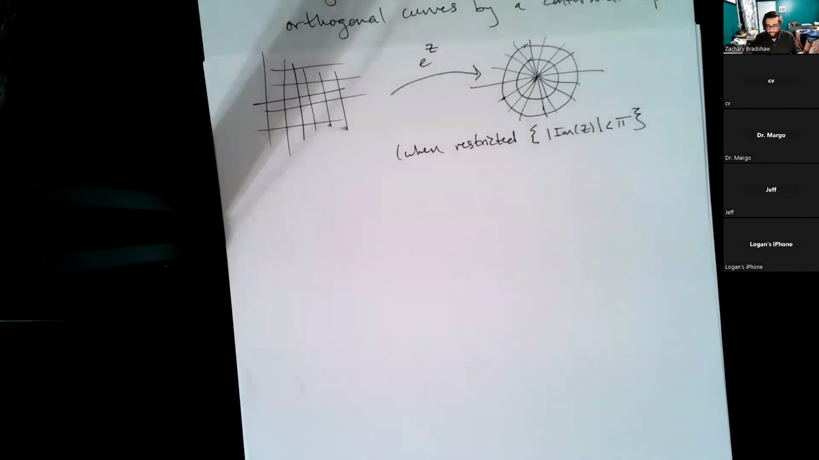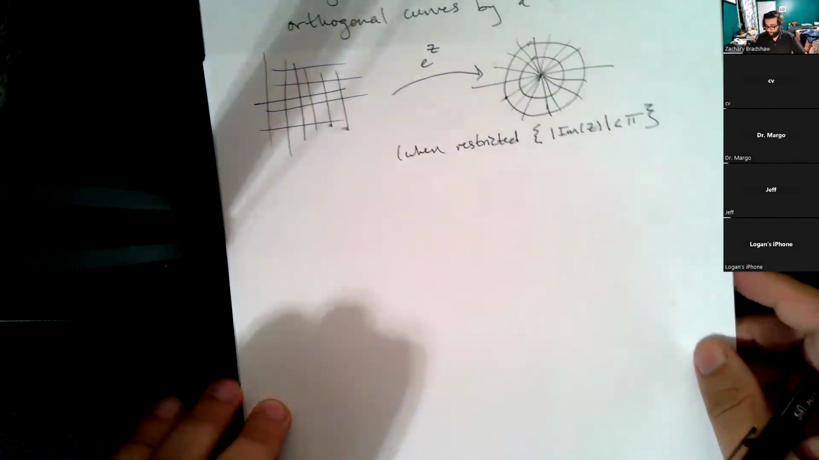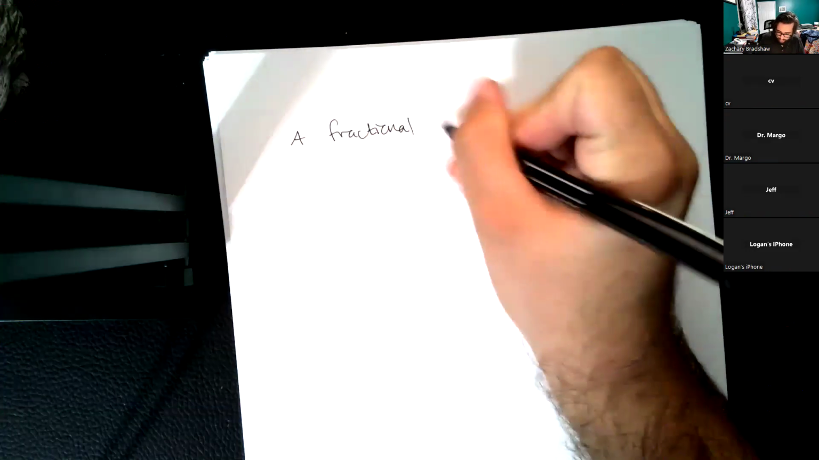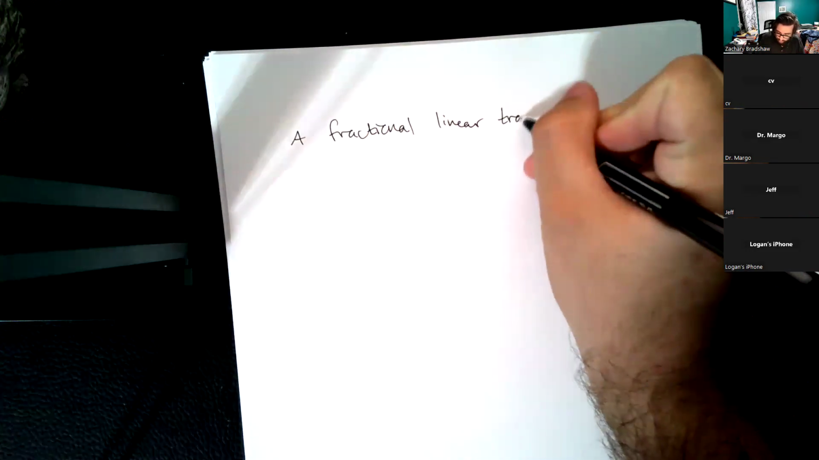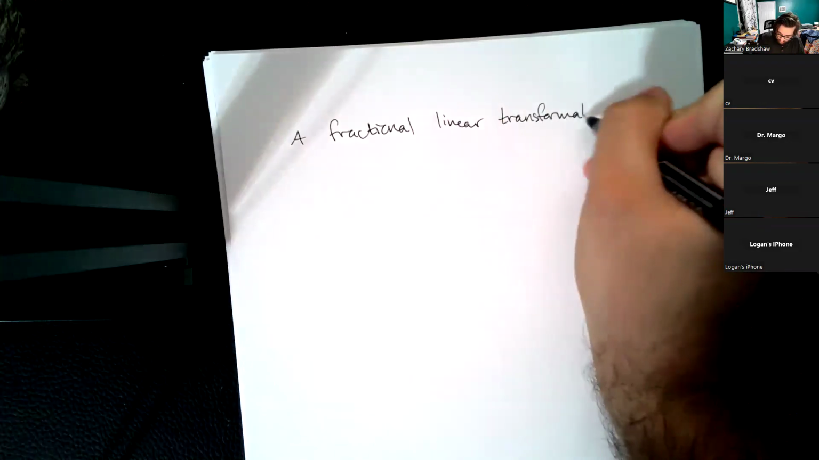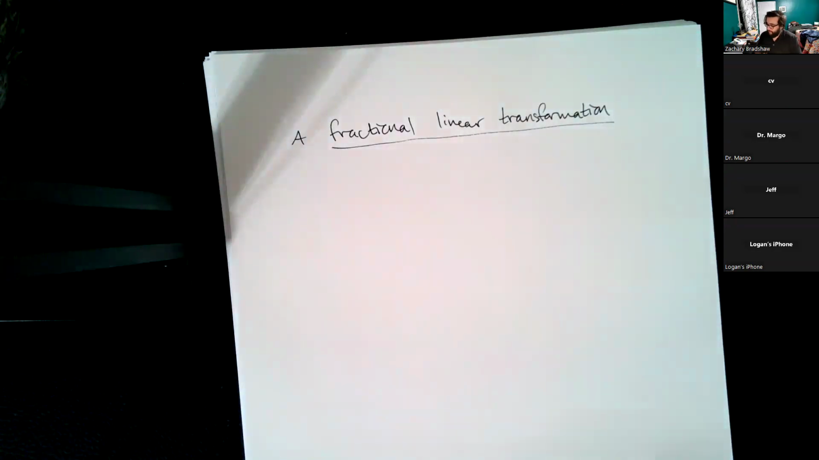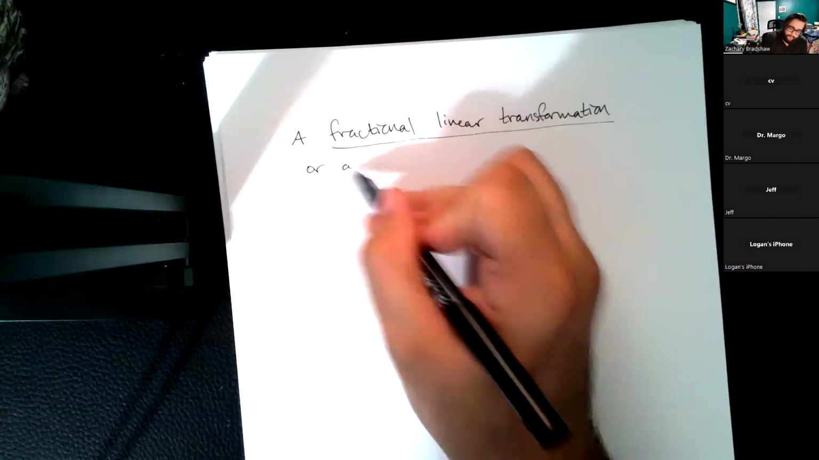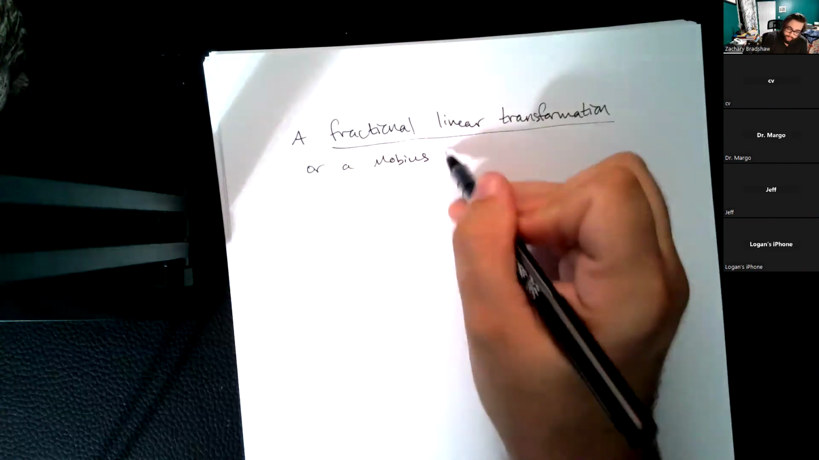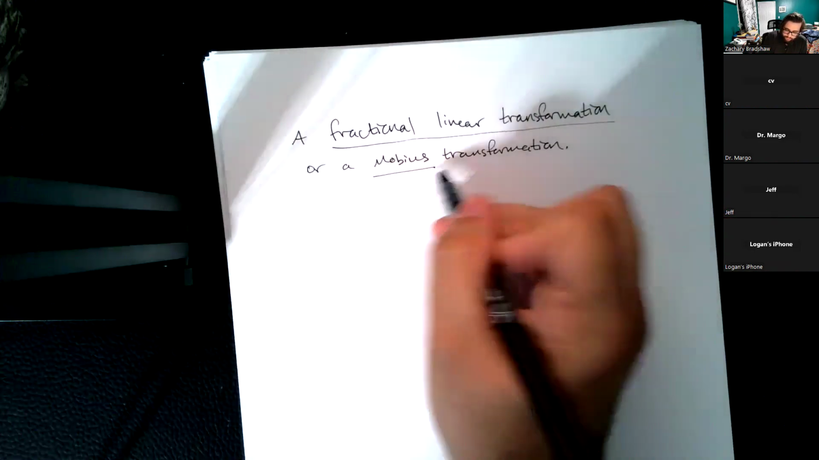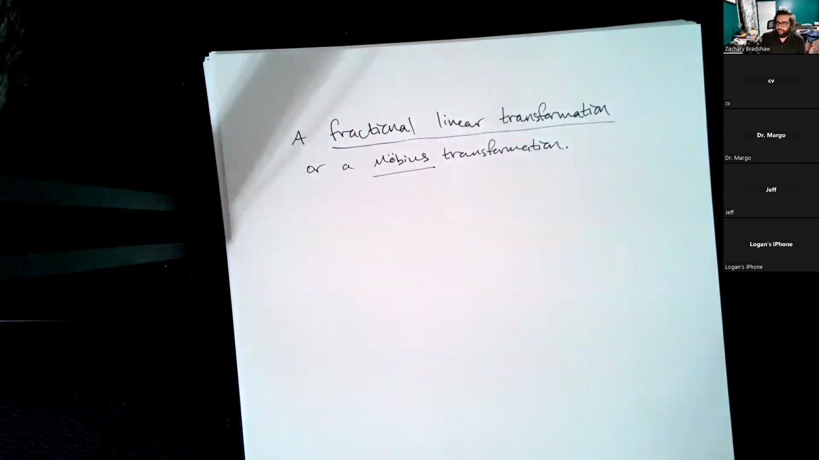Okay, but let me introduce the last type of function I want to talk about, which is called a fractional linear transformation, sometimes called a Mobius transformation. I am pretty sure we need these guys. I can't remember.